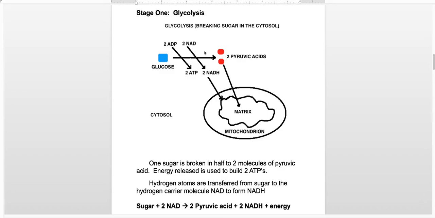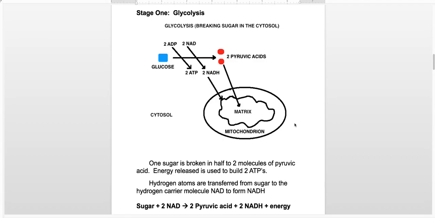There is enough energy lost from the glucose just in breaking it in half and removing a couple of hydrogens that we can use. There's some extra energy released here, and we can use that energy to push together a couple of ADPs with phosphates and make a couple of ATPs. So here in glycolysis, we remove 2 hydrogens and we use the energy that's released to build 2 ATPs. And we get 2 molecules of pyruvic acid. That's what the glucose becomes when it breaks apart.